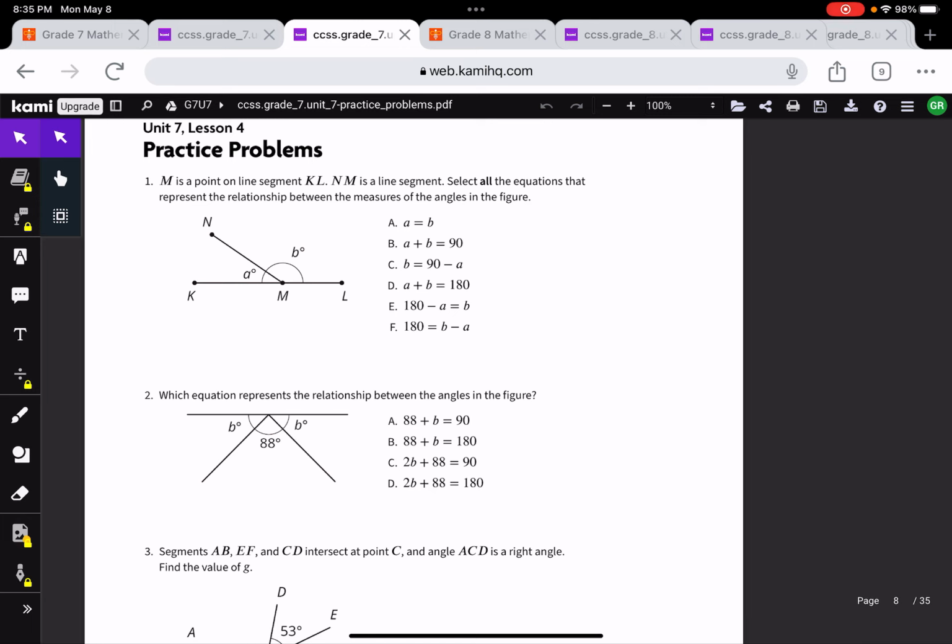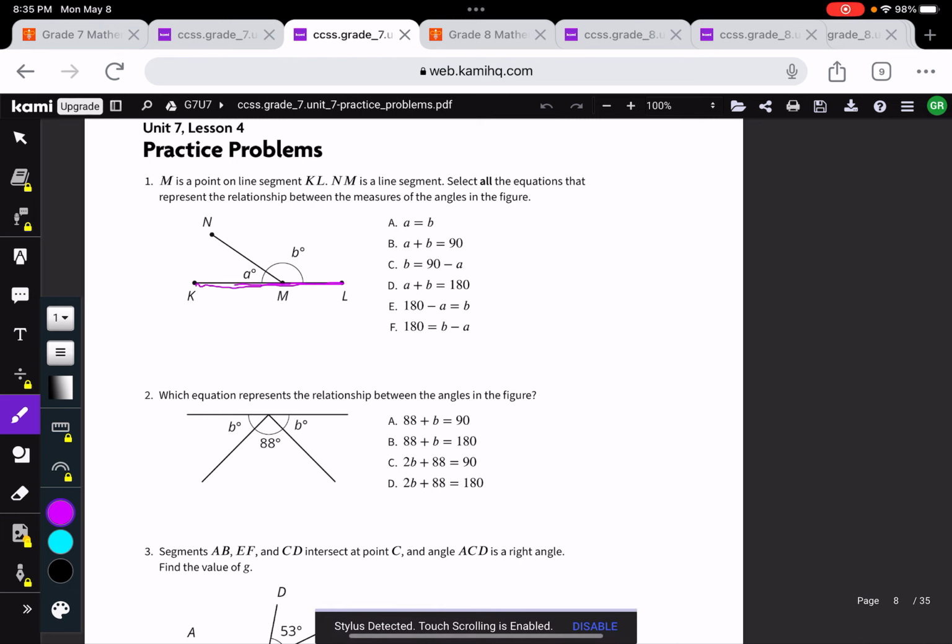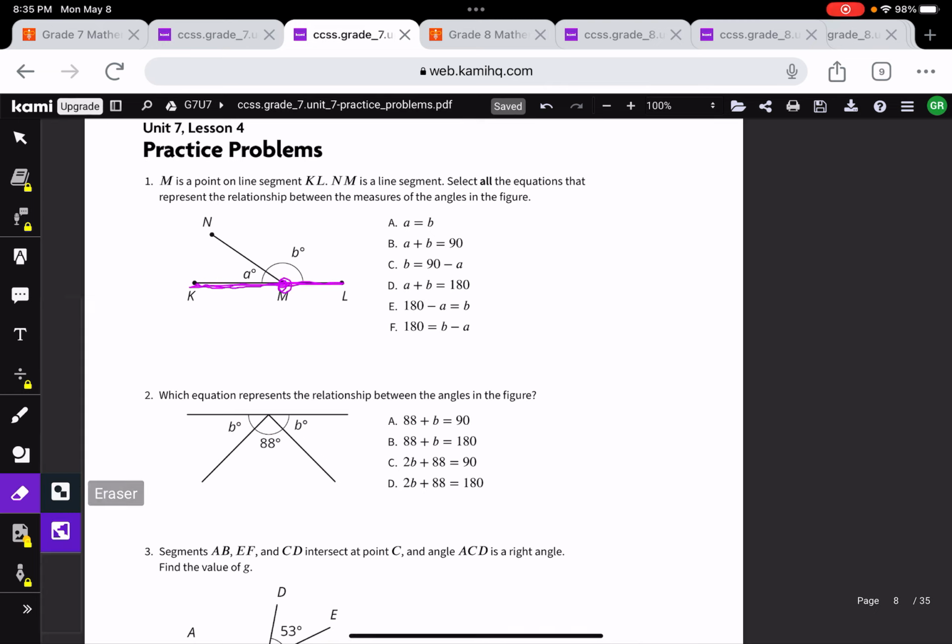Number 1, M is a point on line segment KL. Line segment KL is just saying KL, that's a line segment. M is a point on that line. There's M, that point is on that line. Okay, thank you for all that. NM is a line segment. I see that, that's that line, NM. Select all the equations that represent the relationship between the measure of the angles in the figure.